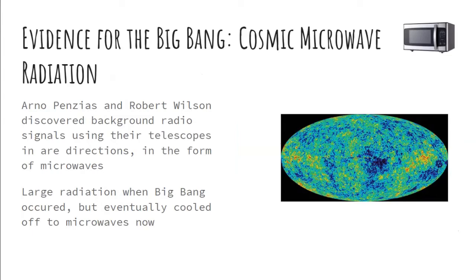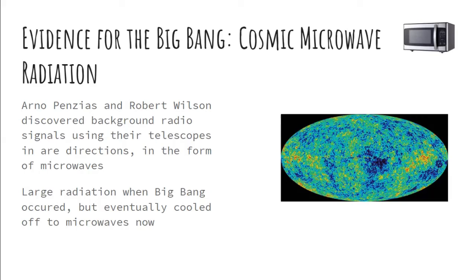Next one is cosmic microwave radiation. Arno Penzias and Robert Wilson, back around, I believe, 1960, with their telescope, discovered some radio signals coming from all directions of the sky, whether it was during daytime, nighttime, whenever, and they were in the form of microwaves.